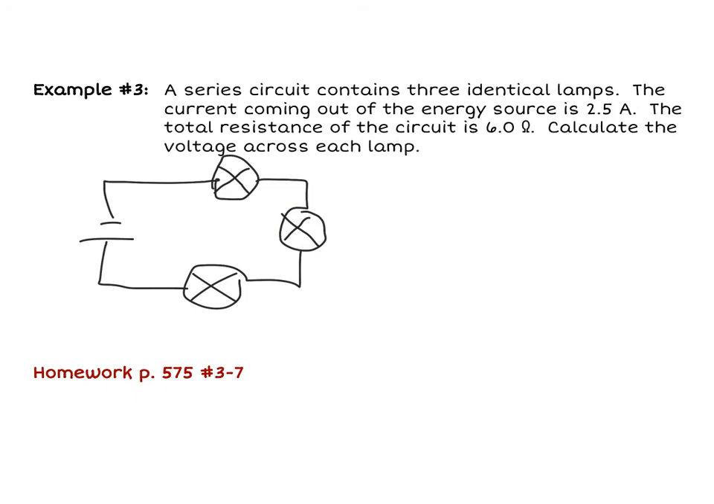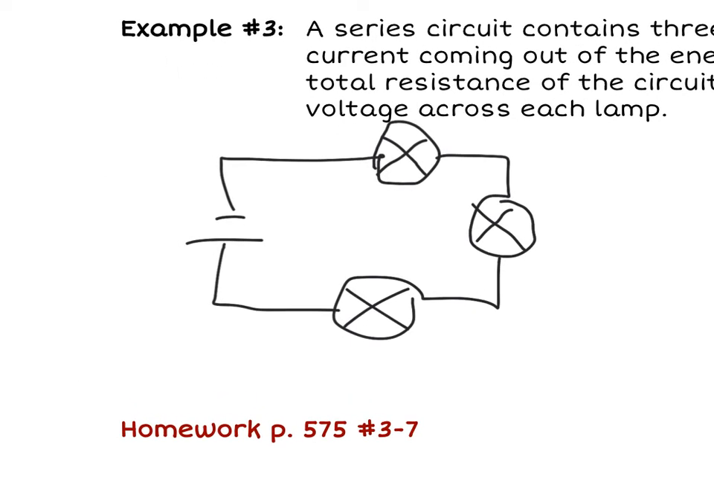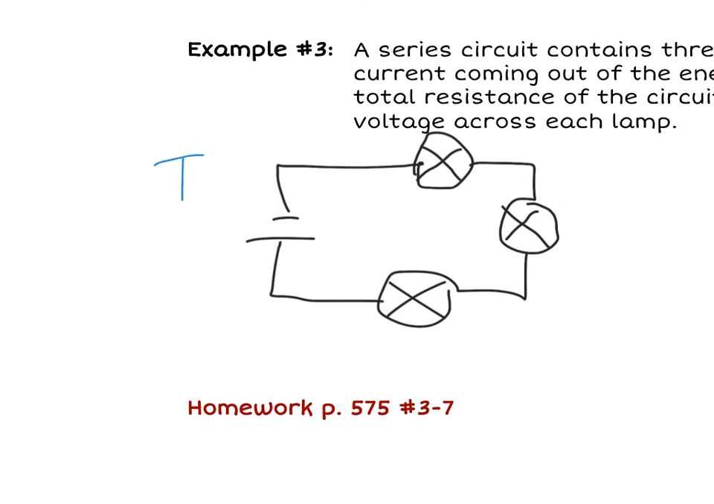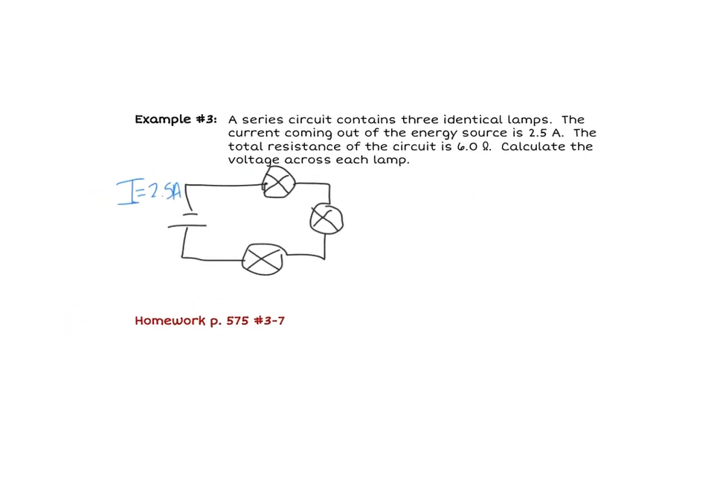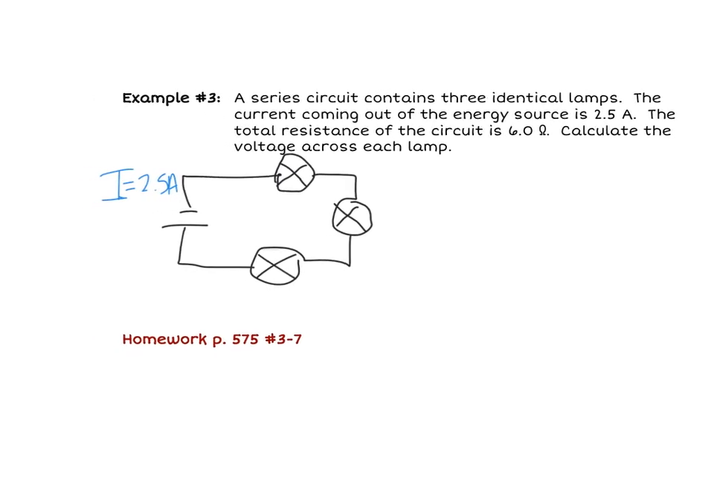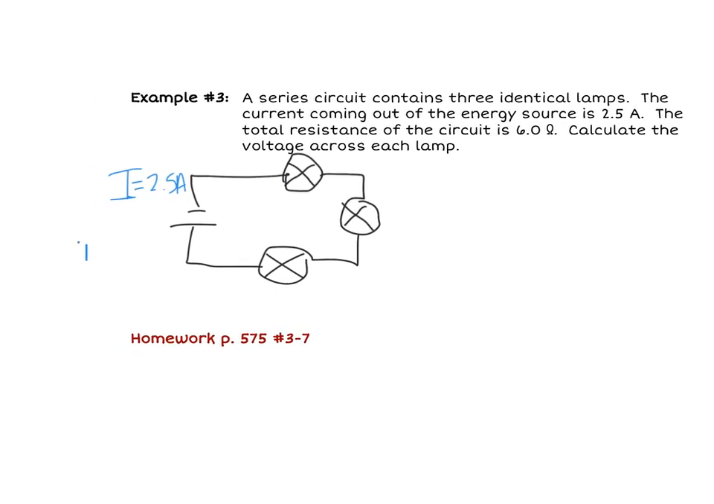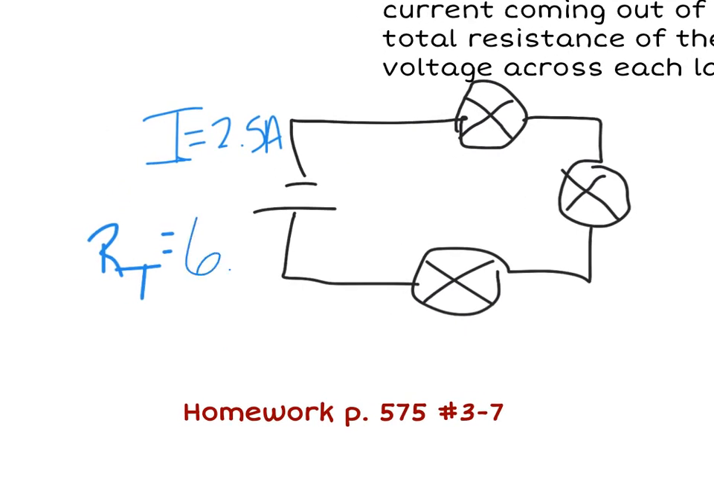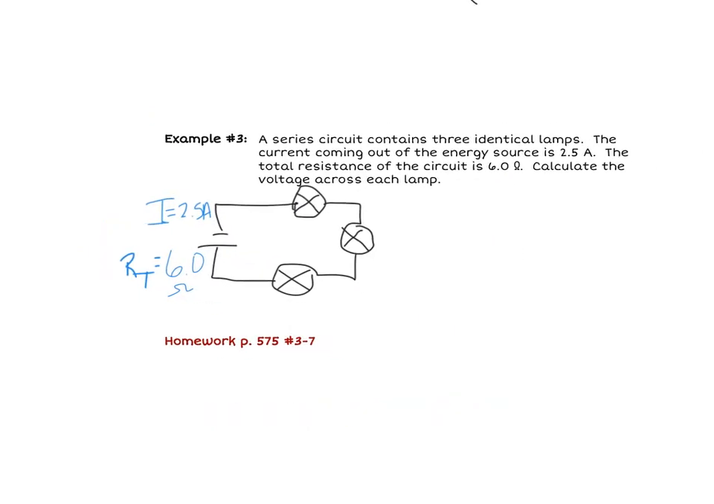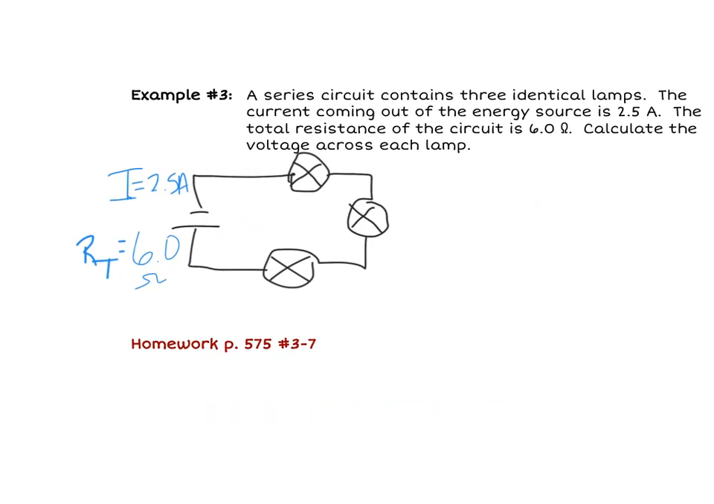So it says to me that the current coming out of the energy source is 2.5 amps. So I'm going to place that right over here and call that I, and that was 2.5 amps. Right, and then I know that the total resistance, so I'm going to call that RT, is equal to 6 ohms. There we go. And I want to know the voltage across each lamp.